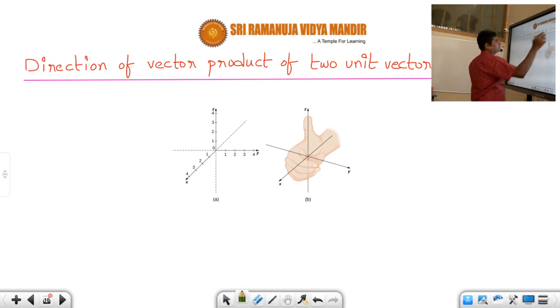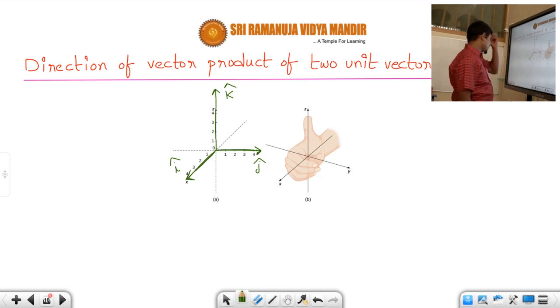This is the direction of the vector product of two unit vectors. Now let us say this is the x-axis, students. The x-axis unit vector is i cap, and this is the y-axis, students. The y-axis unit vector is j cap, and this will be the z-axis where the unit vector is k cap. Now suppose a vector is lying along the x-axis and another vector is lying along the y-axis.